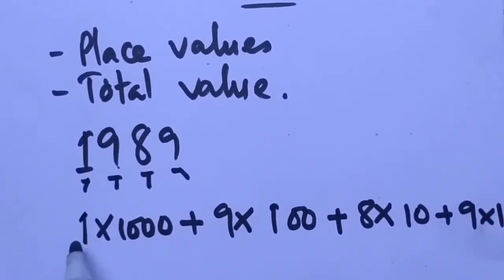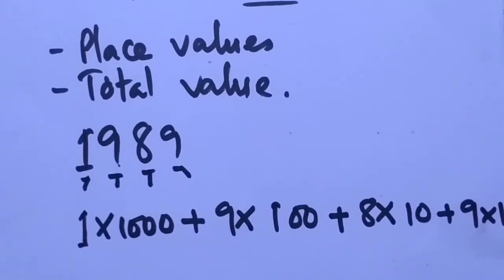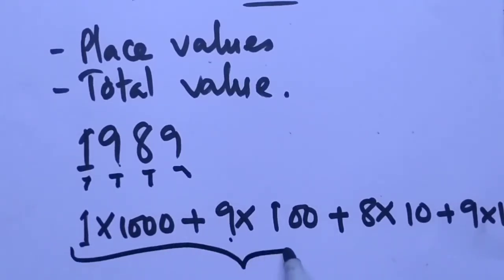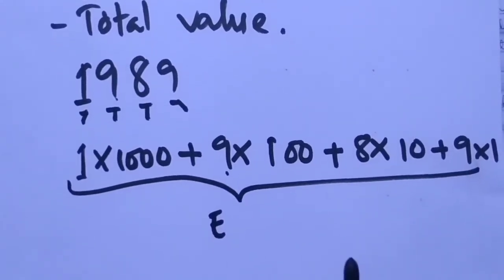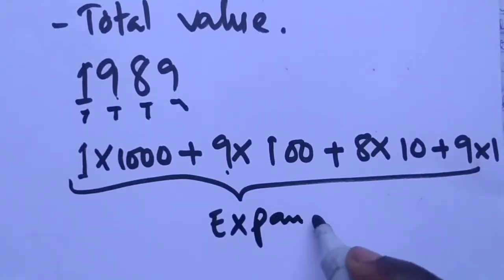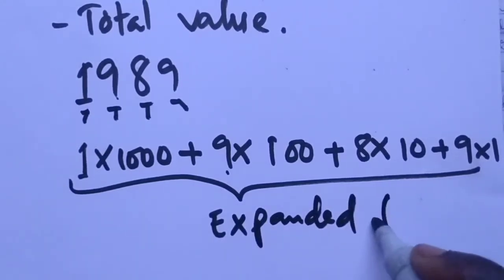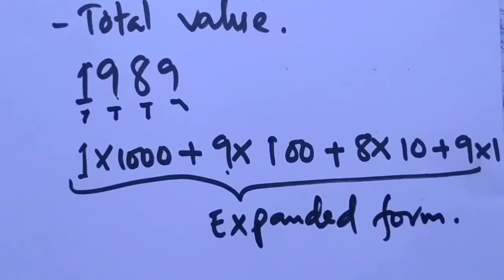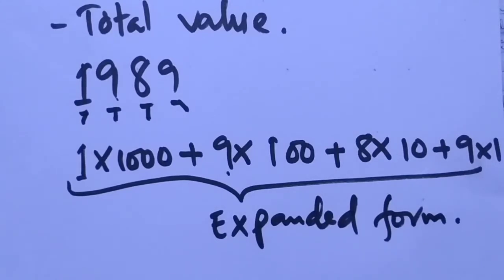So to get this number is the same as to say 1 mara 1000, 9 mara 100, 8 mara 10 na 9 mara 1. So writing the number in this form, we call this the expanded form. So if we are asked to write the number in its expanded form, hivi ndivyo tunaiandika namba kwenye expanded form.